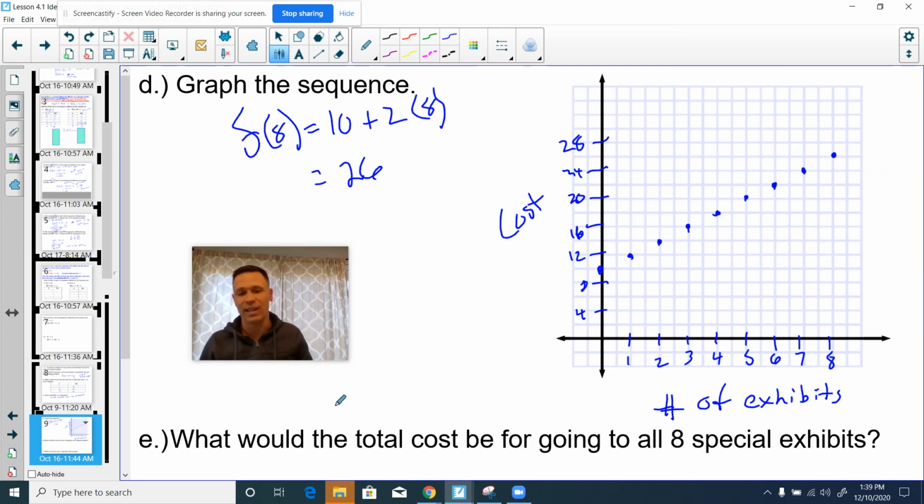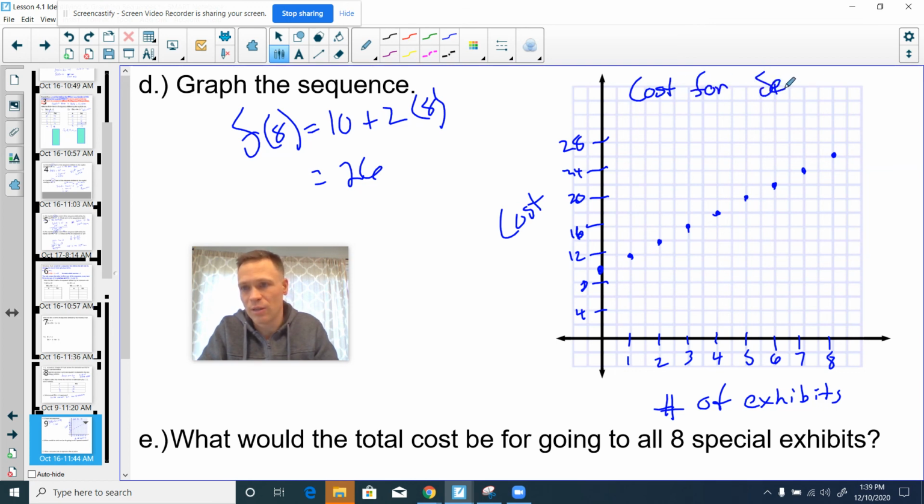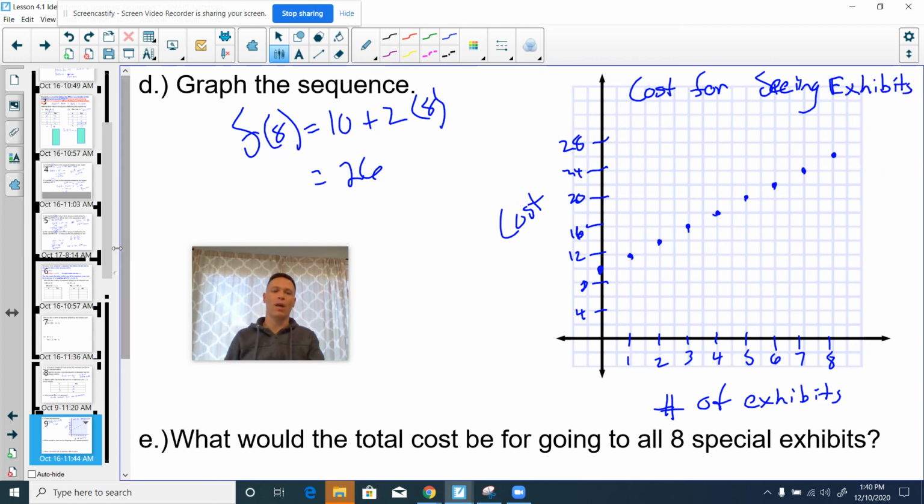Now, I should not connect that because I cannot see 1.25 exhibits. And I should also title my entire graph. So this is costs for seeing exhibits. Missing some stuff there. Sometimes my brain goes faster than my hand. Exhibits. There we go.